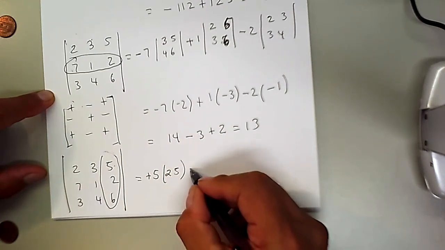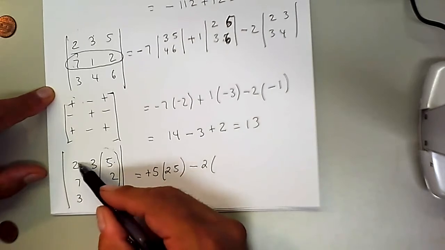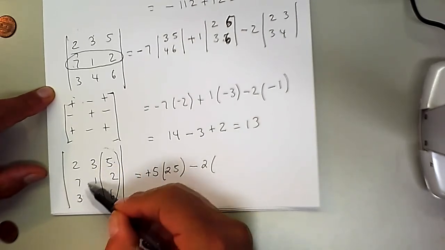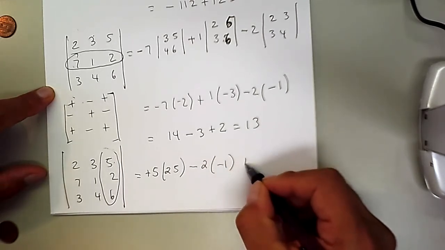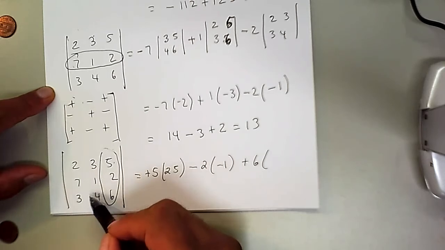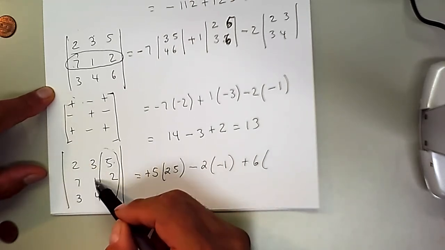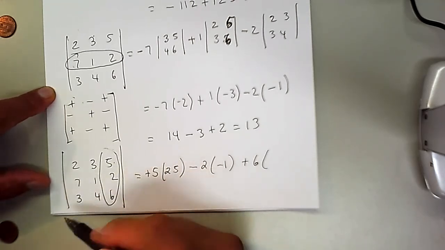And then the next number that I'm gonna use is 2 minus 2. And then I do again this determinant in my head. 2 times 4 is 8 minus 9, negative 1. And then plus 6, and then that goes with, so we could do plus, minus, plus, yep. And then 2 minus 21 is negative 19.